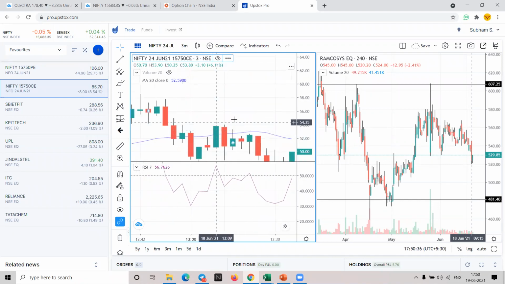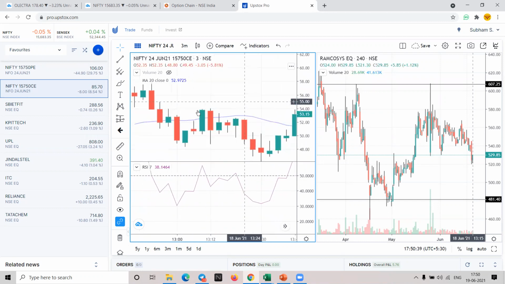Again it has come down. This moving average is very flat. When the moving average is flat, ignore that time. The market is not moving, and you may get stop loss hits. You can easily make out that the moving average is very flat. Can you make this out? Somebody tell me what is the trend of this moving average? It's flat. So when this moving average is flat, ignore this.